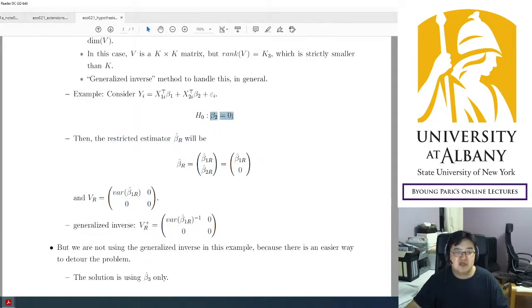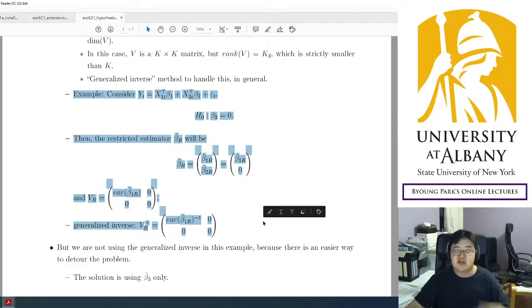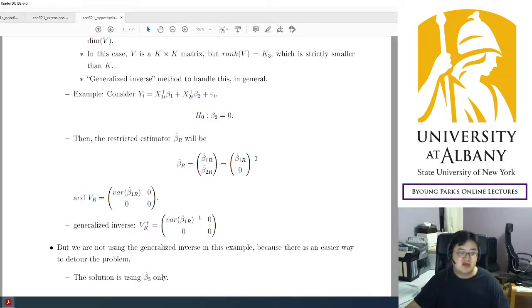Our restriction is only about beta 2, but your estimator has larger dimension, right? The restricted estimator has larger dimension, so the variance matrix has larger dimension, and that's a problem. You cannot invert this directly. So this much is just a digression to help you understand.